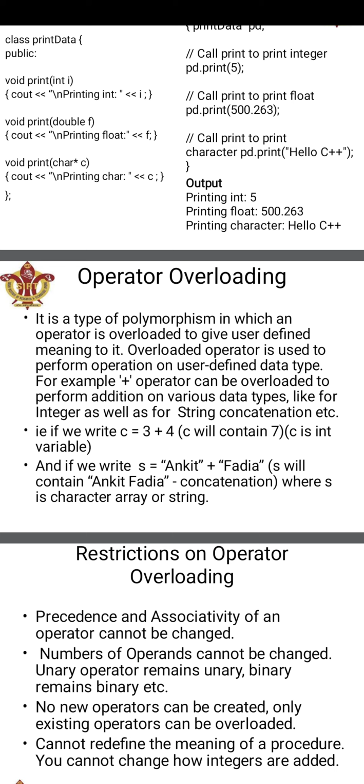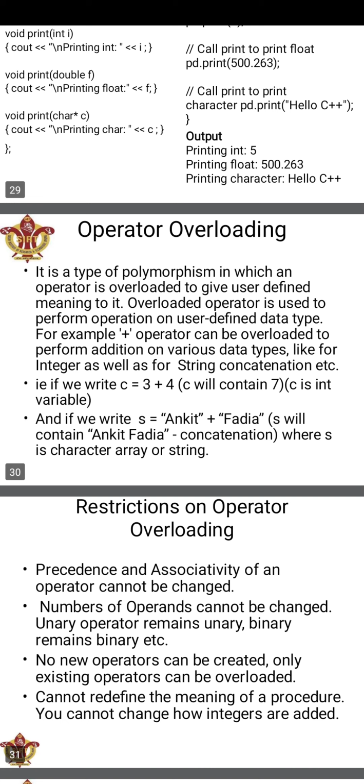For example, plus operator can be overloaded to perform addition on various data types, like for integers as well as for string concatenation, etc. Now this is the normal functionality of the plus operator, that whenever we provide two integer values or two float values or any numeric data, then it will simply add them. Suppose we have one example, c equal to 3 plus 4. So this plus operator has got 3 and 4 on the left and right hand side. Since this is a binary operator, it will require two operands. So here the two operands are 3 and 4, so they will be added and the result will be stored in c.